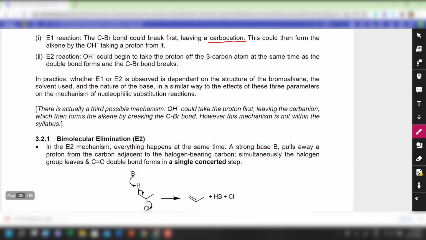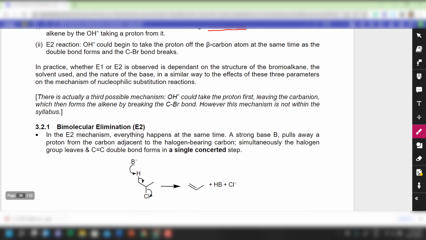Moving on, over here they mentioned a third possible mechanism, where you generate the carbanion first, followed by elimination. This mechanism is not within the syllabus. This is known as E1CB, first order elimination conjugate base. I illustrate it in one of the activities, so where possible, you can take a look at the exercise in activity 4, if I'm not wrong, or is it activity 3?